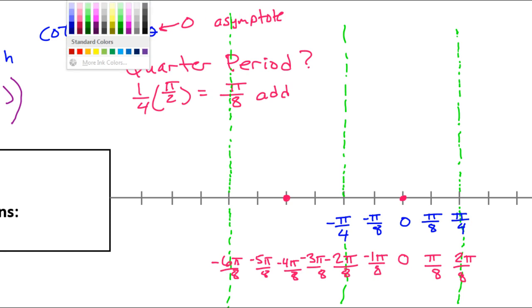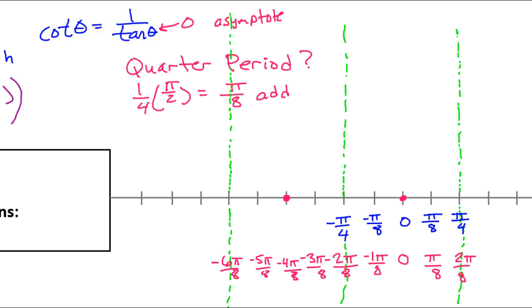Now, some of these can reduce, can't they? Not negative 3 pi over 8, though, so I'm just going to put negative 3 pi over 8. Negative 4 pi over 8 reduces to negative pi over 2. Negative 5 pi over 8 can't reduce. But negative 6 pi over 8 reduces to negative 3 pi over 4.